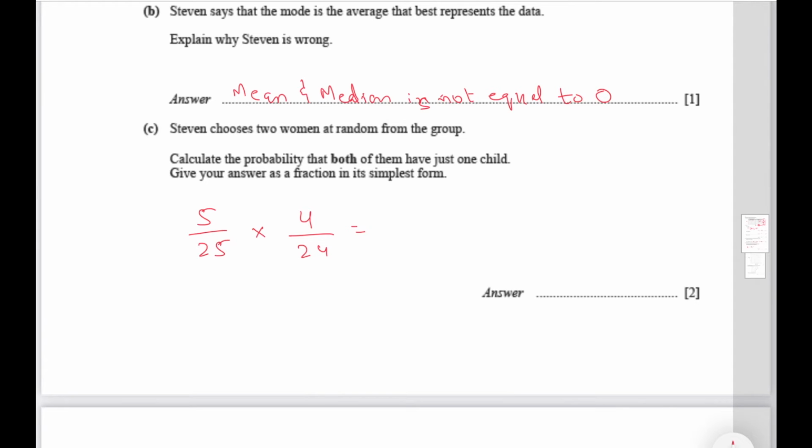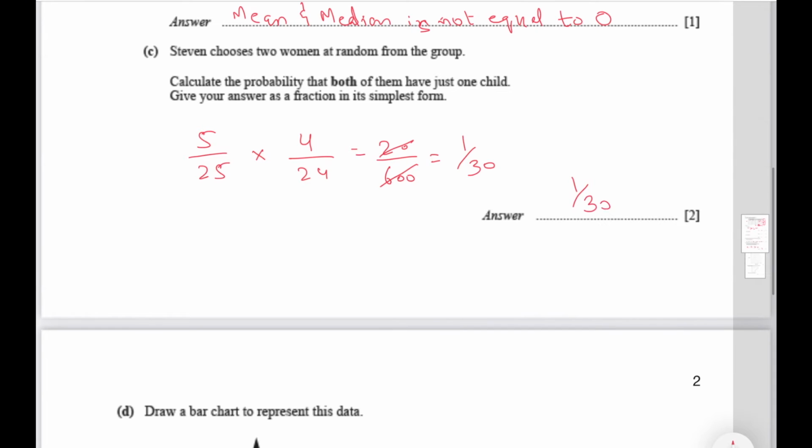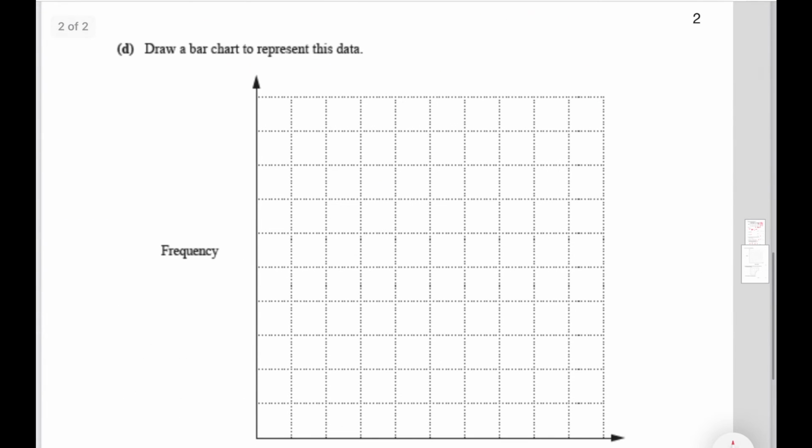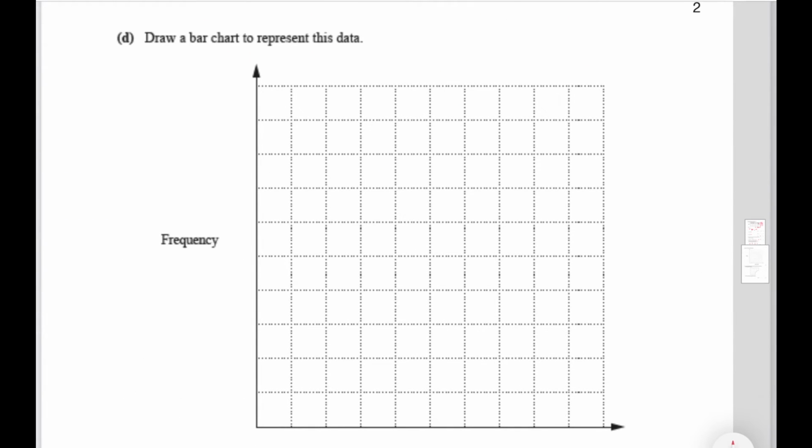So we do 5 times 4, which gives us 20, and we do 25 times 24, which gives us 600. When we simplify this, let's see what we get. We get 1 over 30. So our final answer is 1 over 30. The next part says draw a bar chart to represent this data.